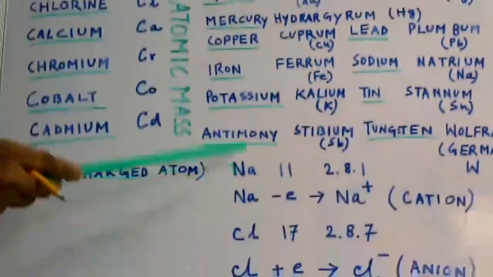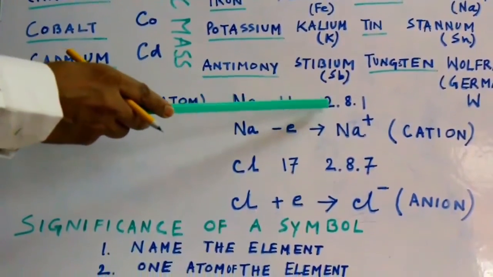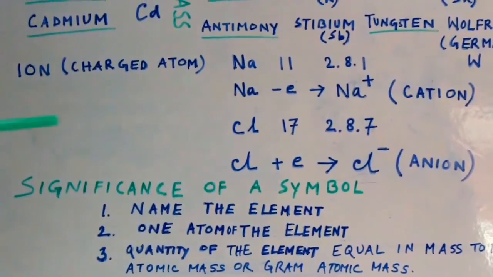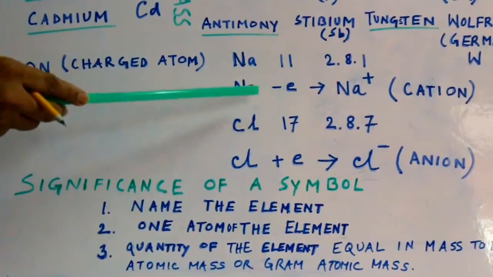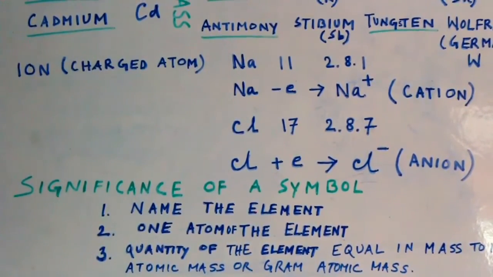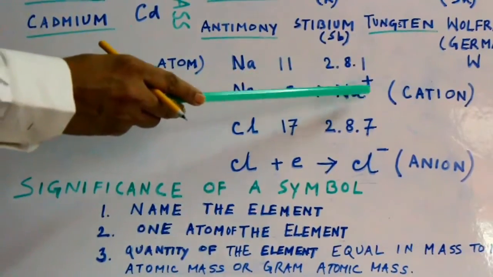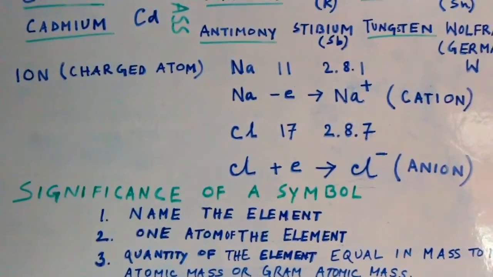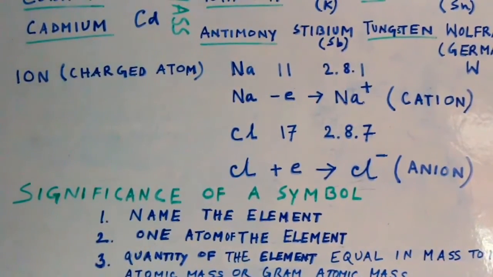Now, we have sodium. The electronic configuration is 2, 8, 1. That means one electron in the outermost shell. If one electron goes out from the sodium atom, it becomes Na+. This is a cation. Cation means positively charged ion.